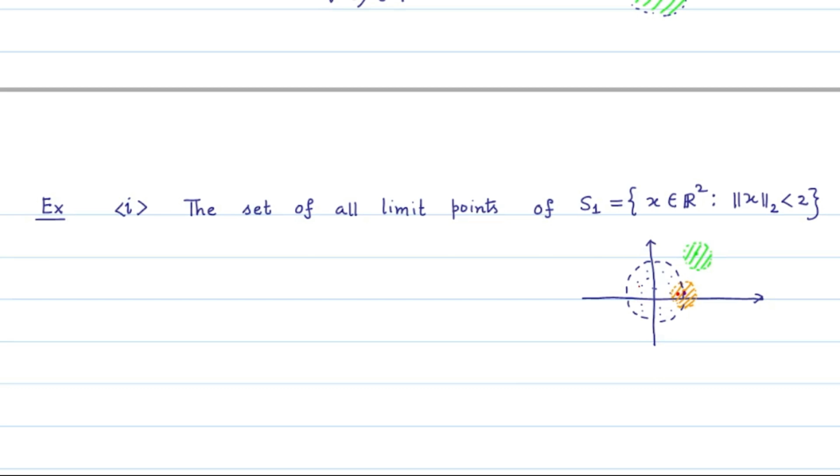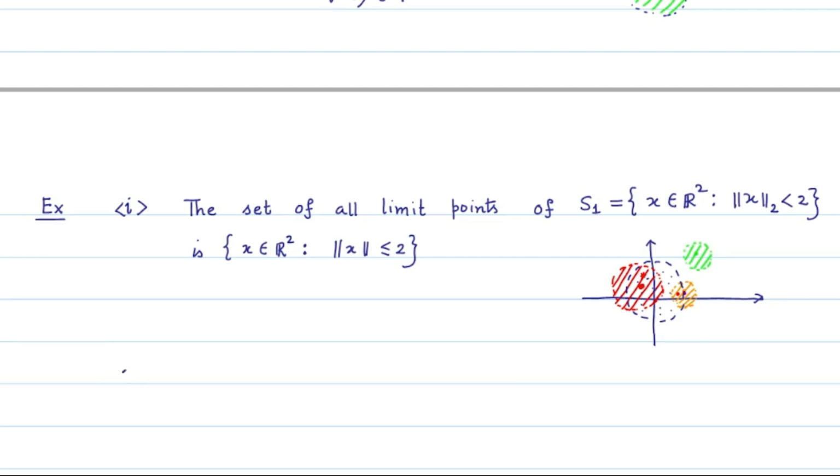For any point inside this circle, we see that whatsoever ball you consider centering at this point, you have at least one point which is different than the center. Therefore, any point which is lying strictly inside this circle is a limit point of the set S1. So cumulatively, the set of all limit points of the set S1 is the set of points in R2 which are strictly inside or on the periphery of this circle.